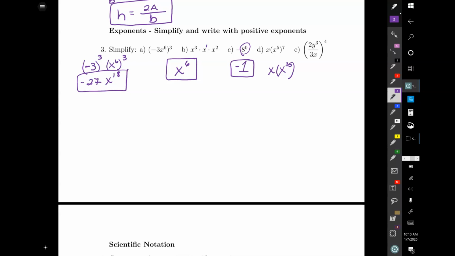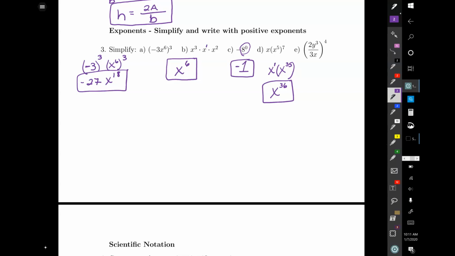Now I need to apply this product rule of when I multiply exponentials with like bases. We can only do this with like bases. I know that plain x is really like x to the 1st, so I'm going to add the exponents. So I write down x for the base to the 36th, and that would be my final answer, x to the 36th power.